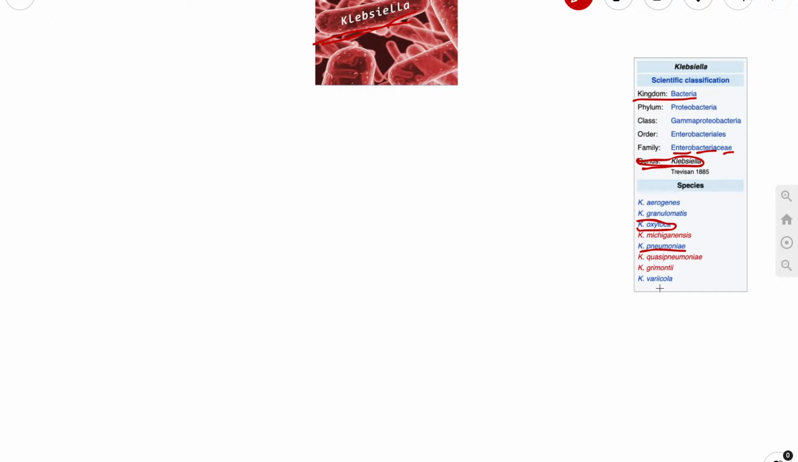We'll be talking about Klebsiella cells in general, which means it applies to all these species. Klebsiella is a genus of non-motile, gram-negative bacteria. Non-motile means they have no flagella. You can see in this picture they are non-motile and gram-negative. They are also oxidase negative.